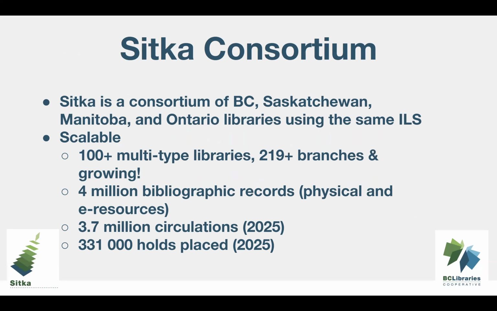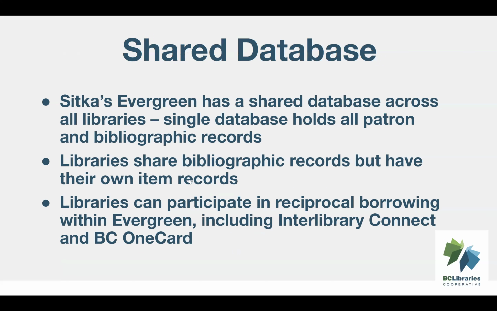So Sitka is a consortium of over 100 libraries across 4 provinces using Evergreen as their shared integrated library system. The consortium is made up of public, post-secondary, government, special, and K-12 school libraries. And we have a shared database that allows for shared cataloging and reciprocal borrowing within Evergreen, including Interlibrary Connect, which is used in both BC and Manitoba, and the BC One Card program in BC.